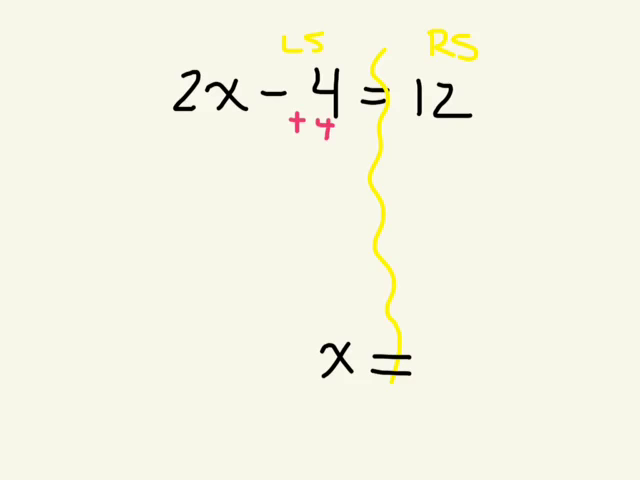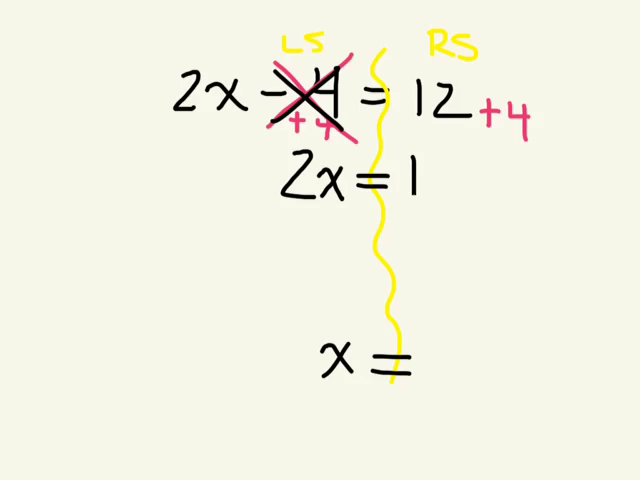If I add 4, what's negative 4 plus 4? Nothing, right? 0. That removes it. Whatever you do to one side, you have to do to the other side. So I have to add 4 to the right side because I added 4 to the left side. So what I have left on the left side now is 2x, right? Because I got rid of this. And on the right side, I have 12 plus 4.